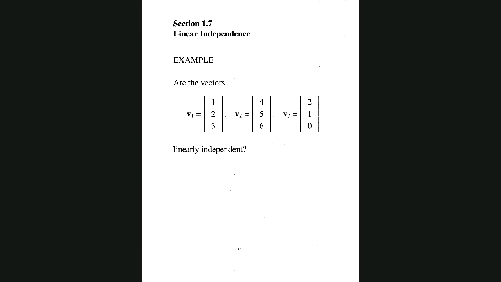Okay, so hold on before you copy that. Yeah, we'll go with this. Are these vectors linearly independent? So the first example, you could intuitively see it. This example might be harder to intuitively see.